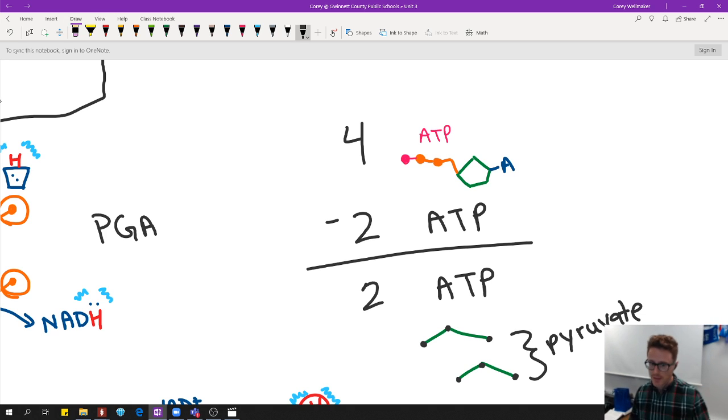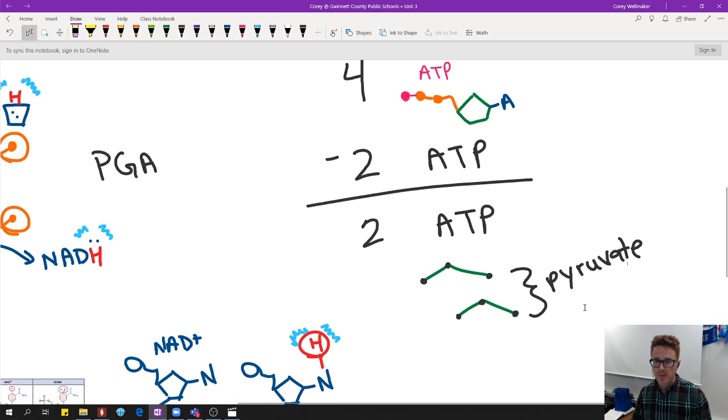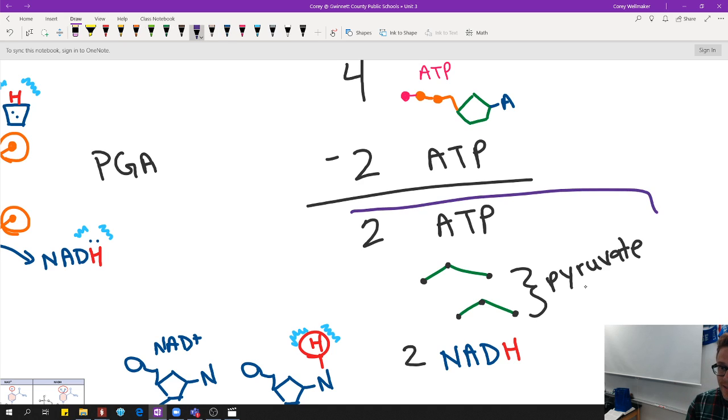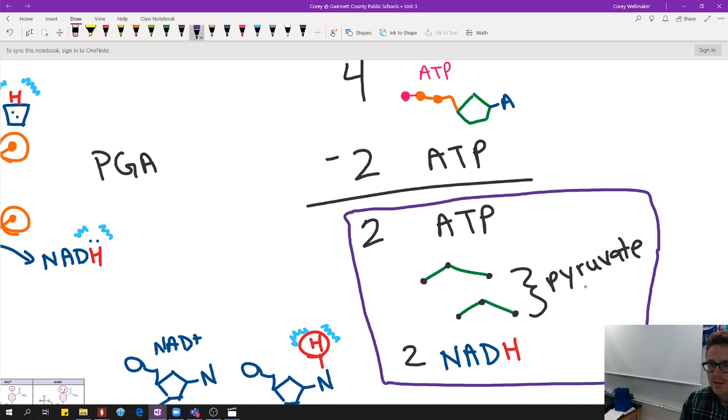And then importantly, don't forget, we also have some NADH. We also have some NADH created due to the oxidation of G3P. We have 2 NADHs created. So this, in purple, is your net gain of glycolysis: 2 ATP, 2 pyruvate molecules, and 2 high-energy electron buckets, high-energy electron carriers.